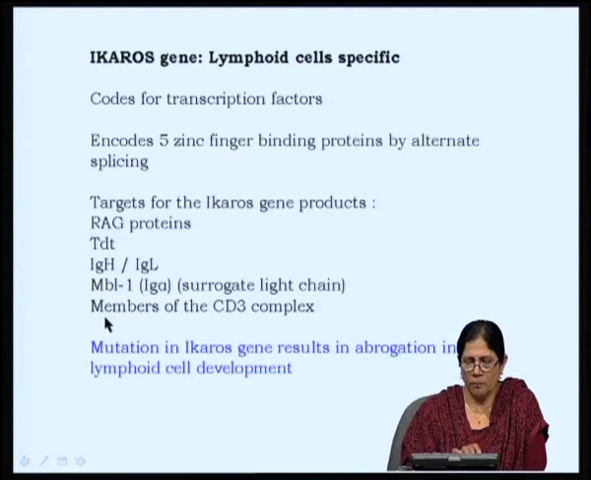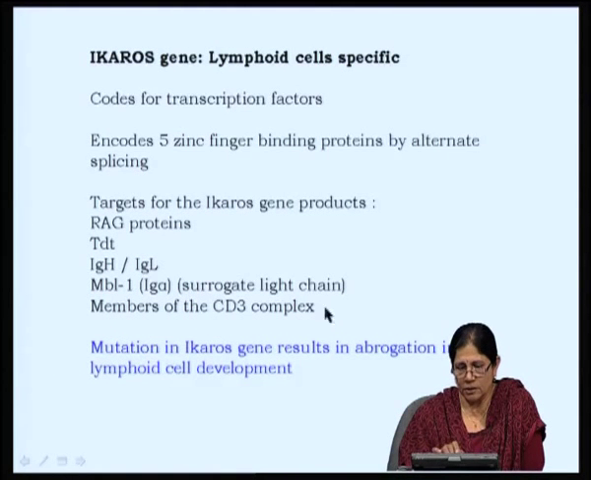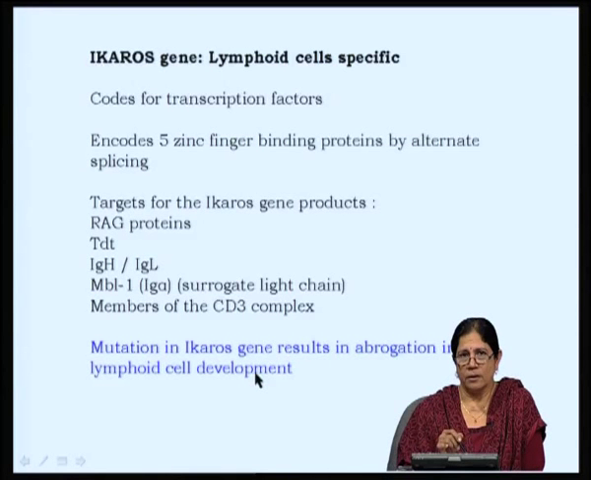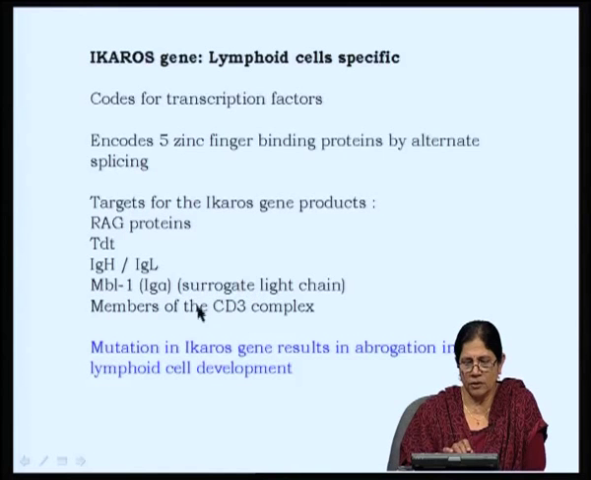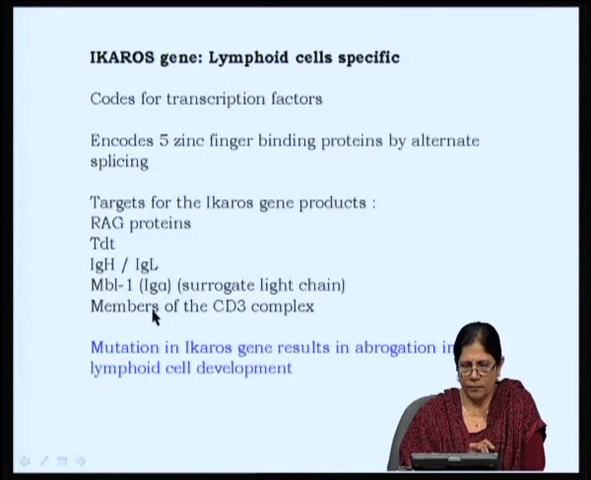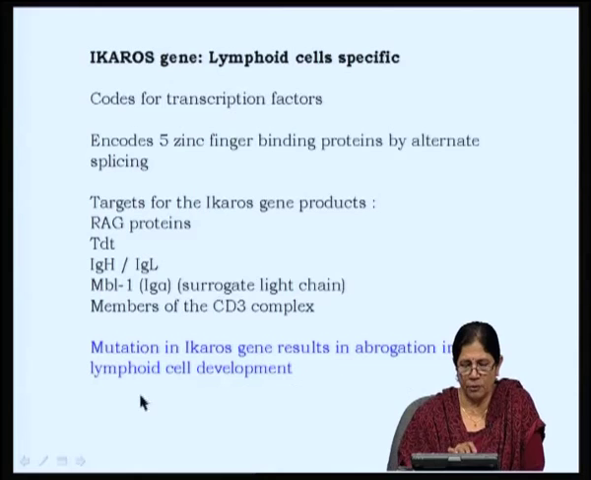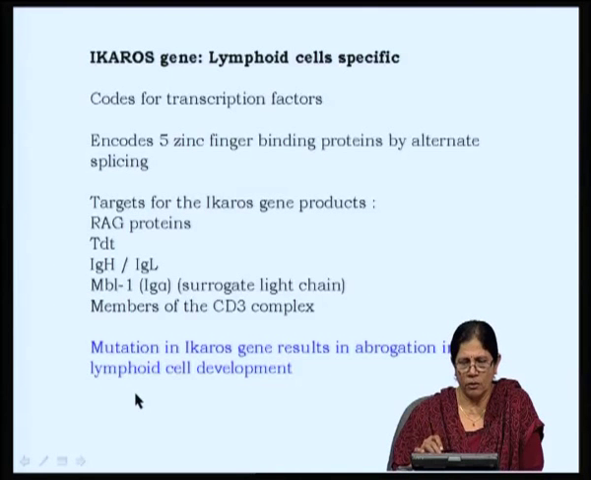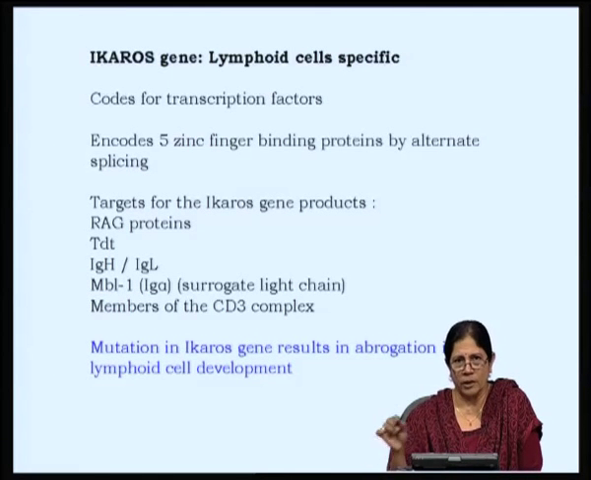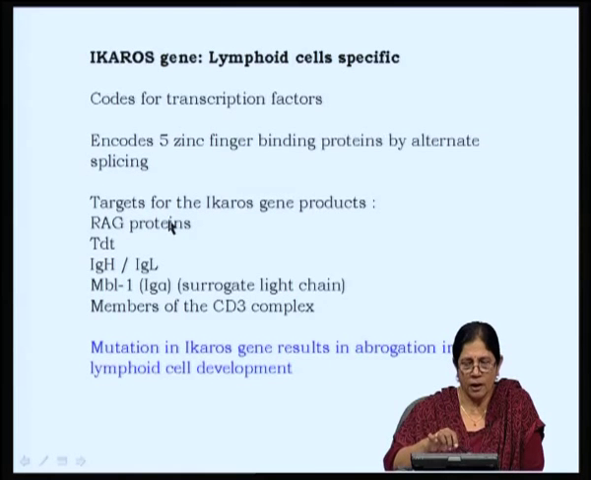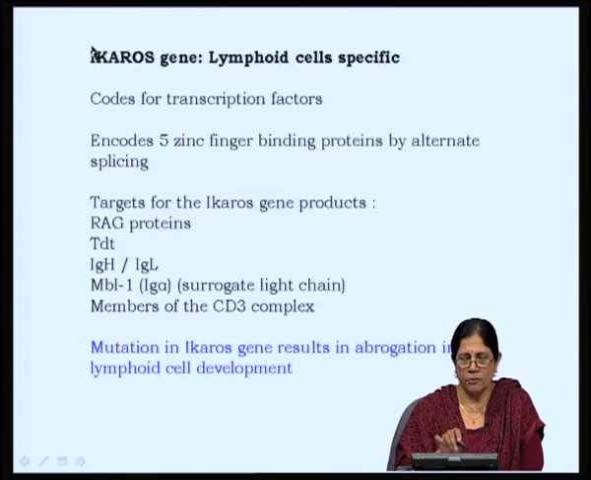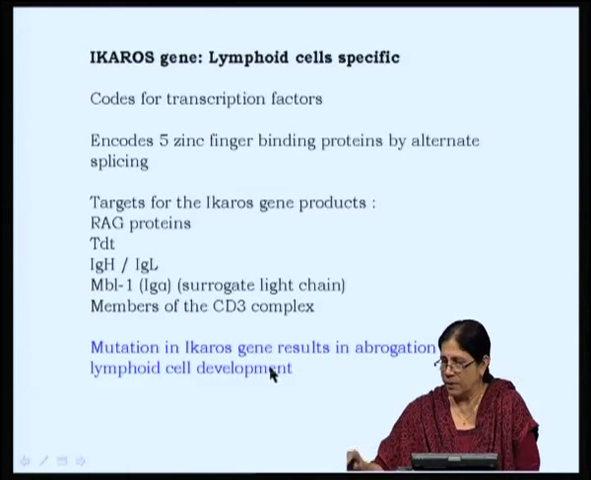Also members of the CD3 complex. You have already studied the antigen receptor in the case of the T cells, and you know that CD3 is the co-receptor associated with the TCR. Mutations in the Ikaros gene result in abrogation of lymphoid cell development. Therefore, one can imagine that RAG1 and 2 themselves come under the control of the Ikaros gene, and therefore, mutations of this gene will abrogate lymphoid cell development totally.